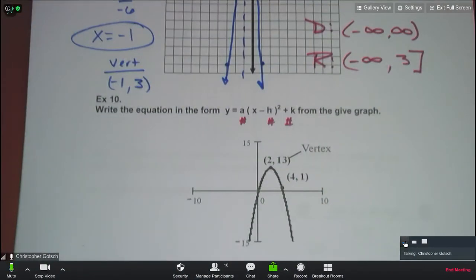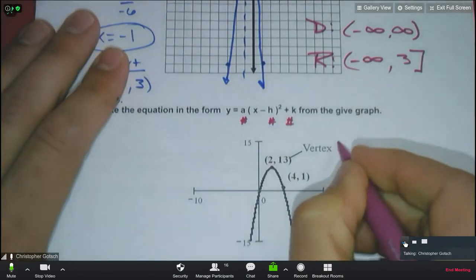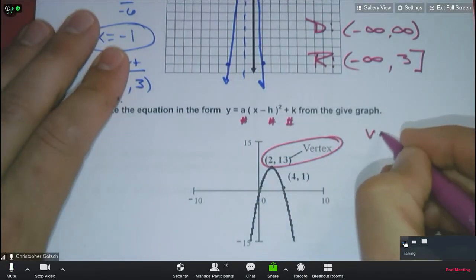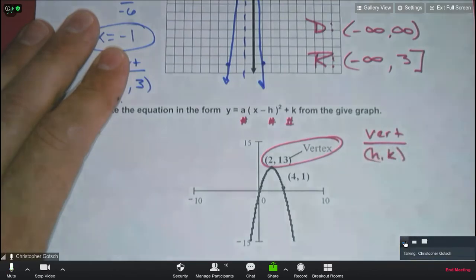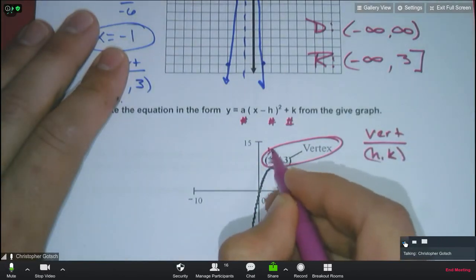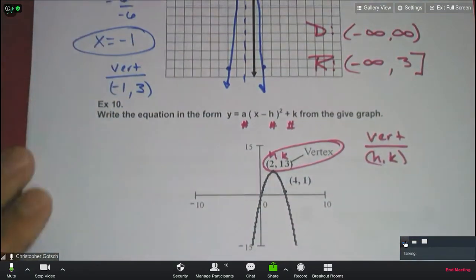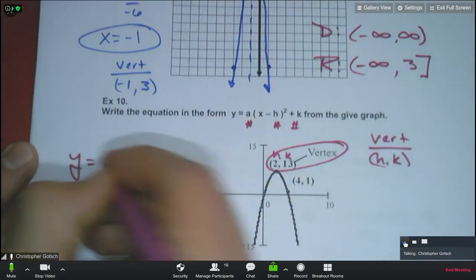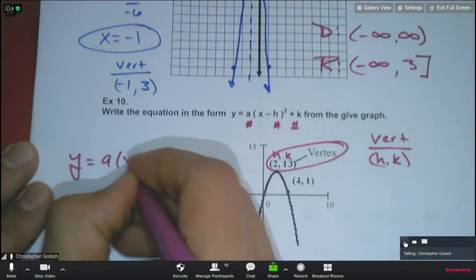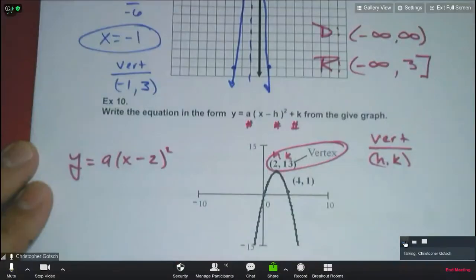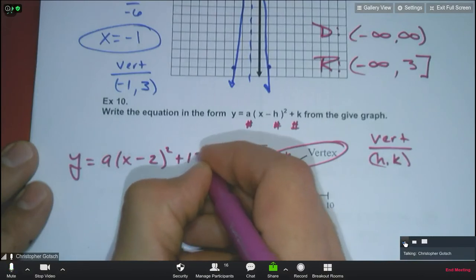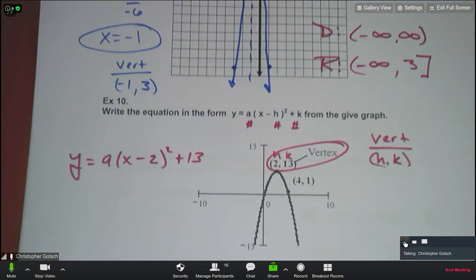Jake says h and k. Why h and k? What's h and k? Yeah, this guy right here, right? Awesome. Our vertex is h and k, right? So we know this is h and we know this is k. All right, so right now this is where I'm at. I've got y equals a times x minus h, which is 2, squared plus k, which is 13. So that's what I'm at right now.